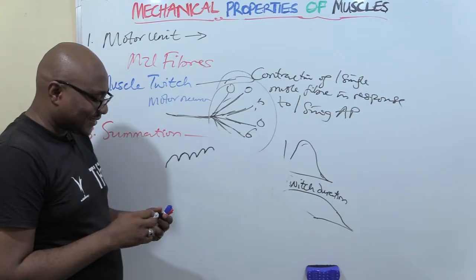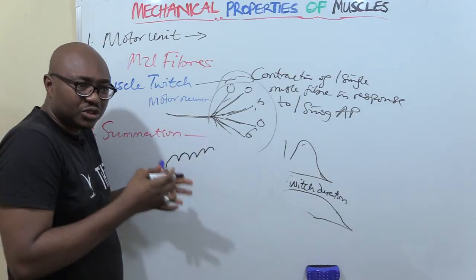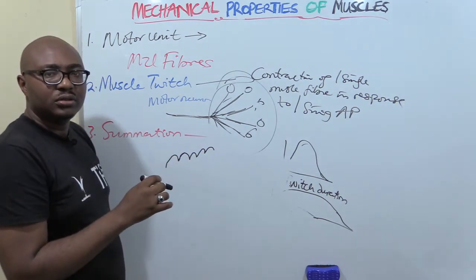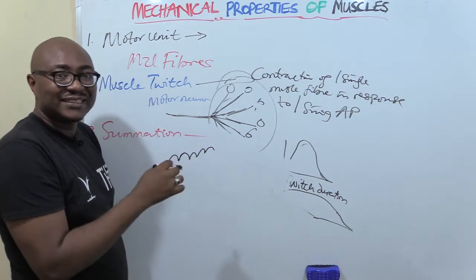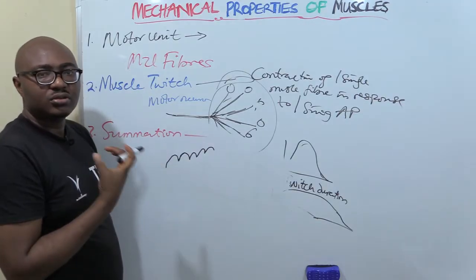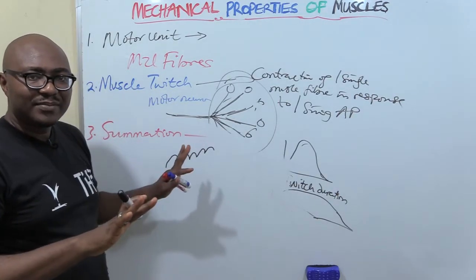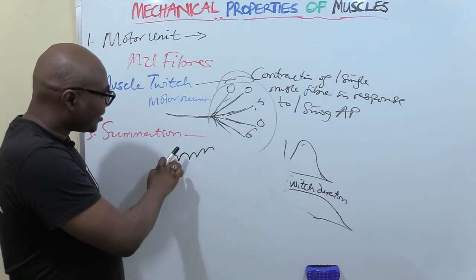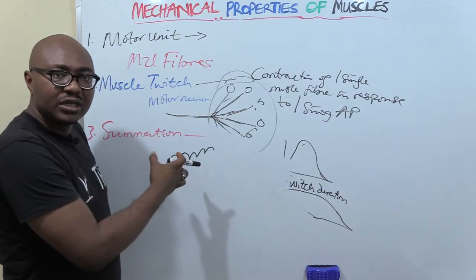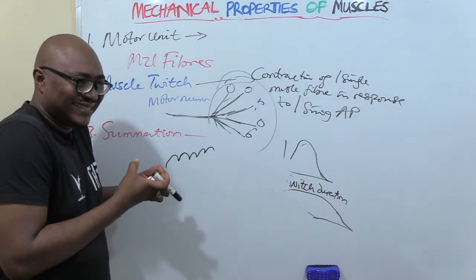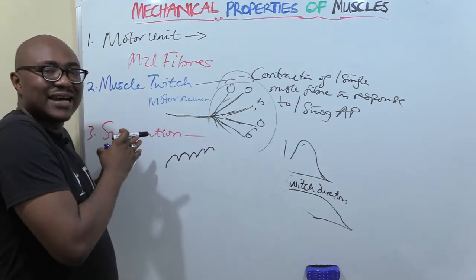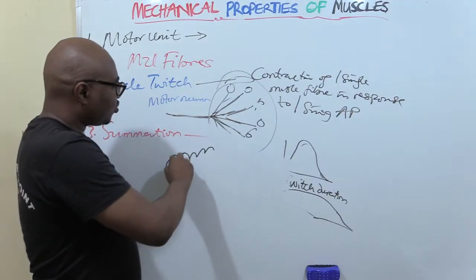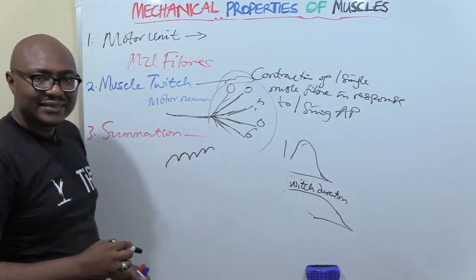So what happens is that summation is the addition of a new contraction before the complete relaxation of the previous contraction. And what is the implication? That there will be increasing force, because this one has not finished relaxation, and another contraction has happened. So they will sum up together. The intensity, the force of the previous one that has not finished will be added to the next one. So it will continue to increase like that.